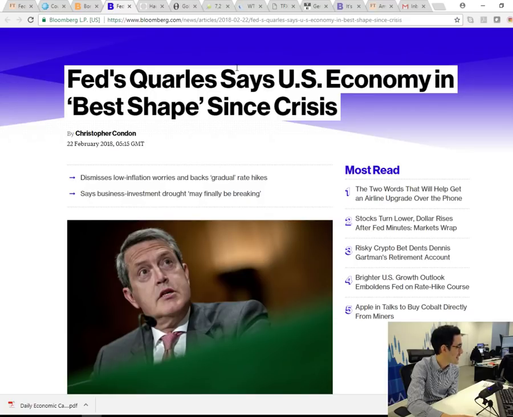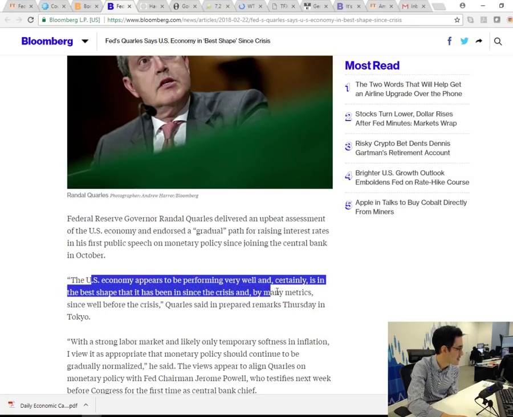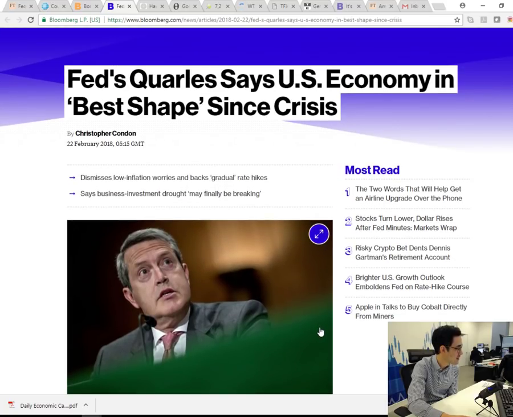But obviously if you take the tone of his comments, he's delivered an upbeat assessment of the US economy, endorsed a gradual path for raising interest rates in his first public speech. US economy appears to be performing very well and certainly is in the best shape that it's been in since the crisis by many metrics, since well before the crisis. So, reading between the lines here, even though he's neutral, he's still sounding quite optimistic about forward-looking conditions, and therefore would be a backer, you would think, of this sequence of incoming interest rate hikes.